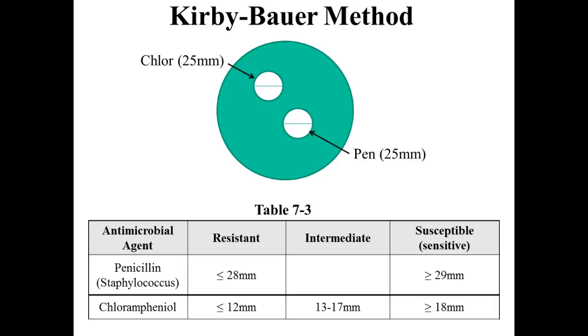Would you give that antibiotic to that patient with this infection? No. Can you give chloramphenicol? Sure, because that one has to be only 12 or greater. And it's 25, right? That zone's big enough. It worked. We could give that to our patient.